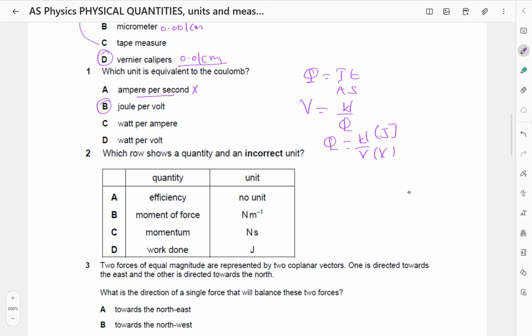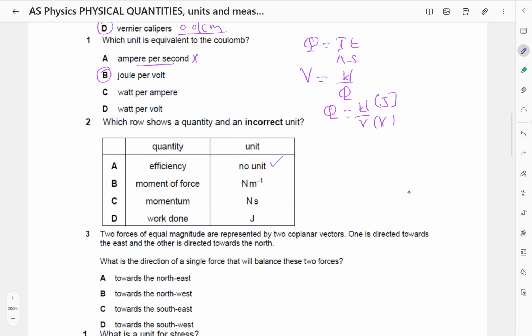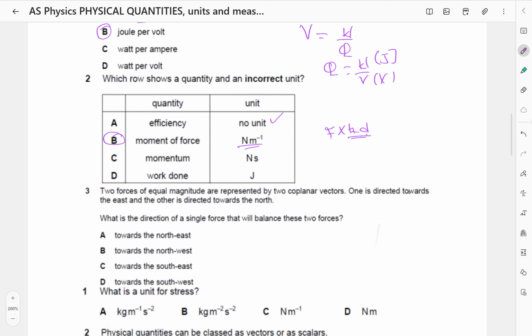Which row shows a quantity and an incorrect unit? Efficiency, that one has no unit. Moment of a force is Newton meter, not newtons per meter, because moment of force is the product of force and the perpendicular distance. So force times perpendicular distance, that is Newton meters. So that means this is wrong. So our answer is going to be B.